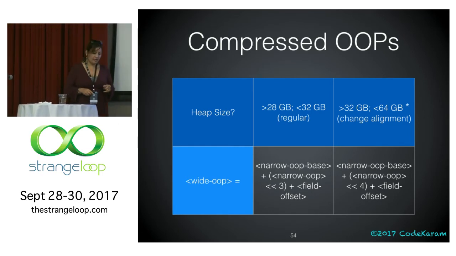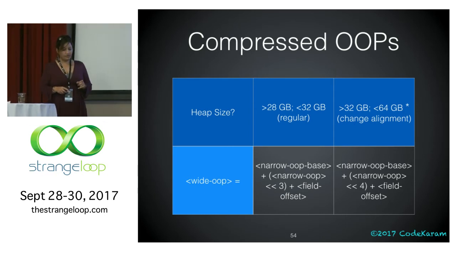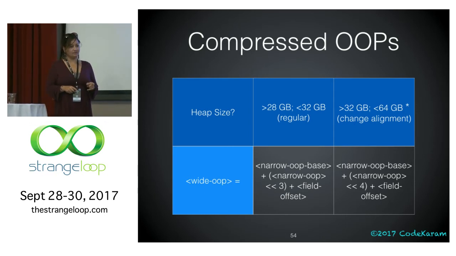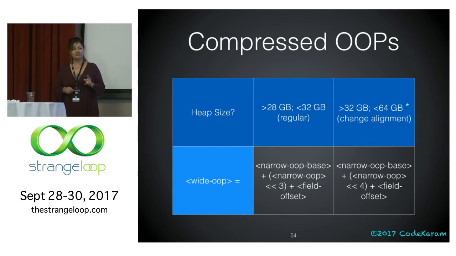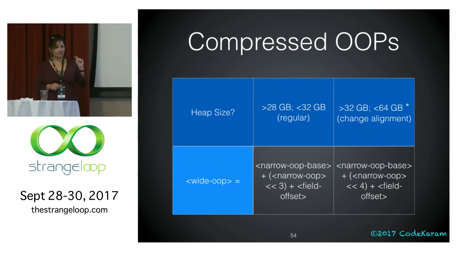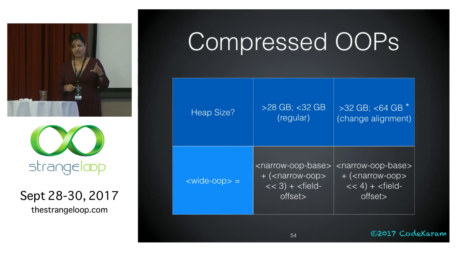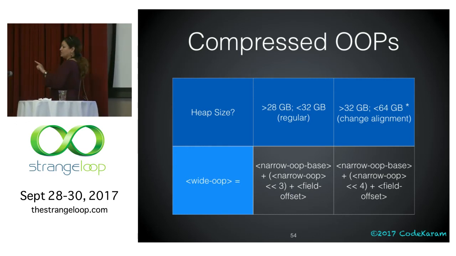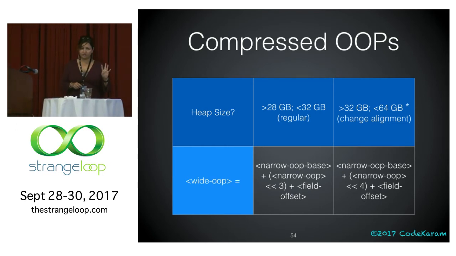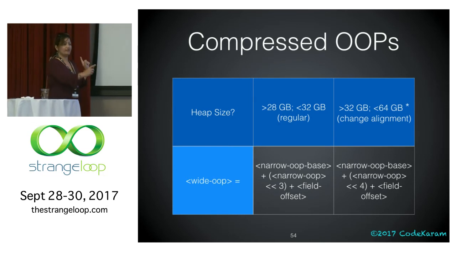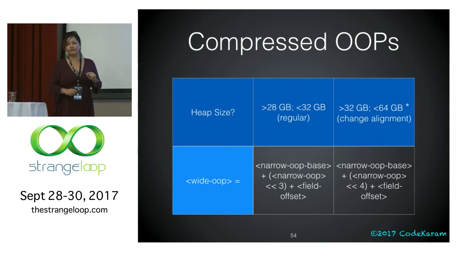With Java 8, what we could do is shift the alignment. The Java virtual machine by itself could shift the alignment to 16 bytes. Remember I said the objects are 8-byte aligned? If we shift the alignment, so basically now instead of 3 bits, you have 4 bits that you can play with. If you change the alignment to 16, then you have 4 bits to play with, so your addressable space is now less than 64.